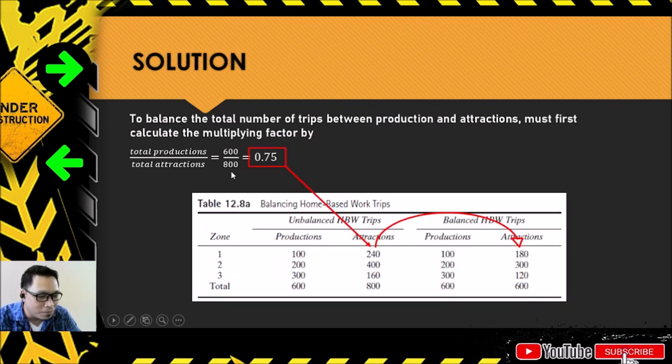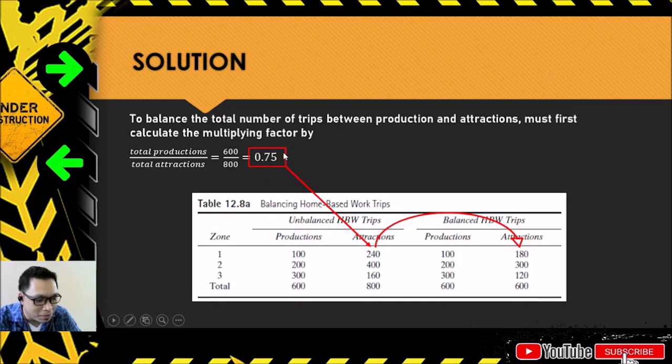Now, in order to balance that, to balance the total number of trips between production and attraction, we must first calculate the multiplying factor, so we have total number of productions over total number of attractions. That is 600 over 800 attractions. So all in all, we have 0.75. Now, to get the balanced number of attractions, the adjusted number of attractions, we multiply the unbalanced attractions by the multiplying factor, the adjustment factor of 0.75. So where does this 0.75 come from? It comes from total productions and total attractions. We have 600 divided by 800, the result is 0.75.